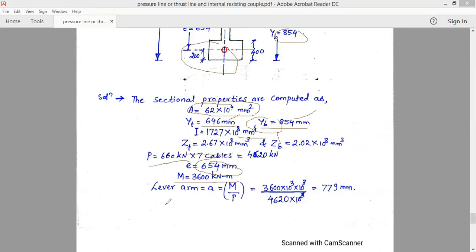And now we will have the moment as well as the pre-stressing force. So now we can calculate the lever arm A, which is equal to M by P. So M is given here as 3600 into 10 to the power 6, because it is kilo and meter, so 10 to the power 3, 10 to the power 3, it is 10 to the power 6, divided by 4620, that is the total pre-stressing force, into 10 to the power 3. So we will be having the lever arm here as 779 mm.